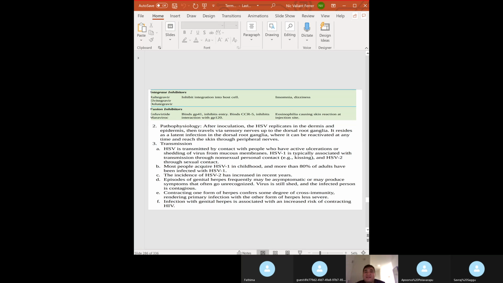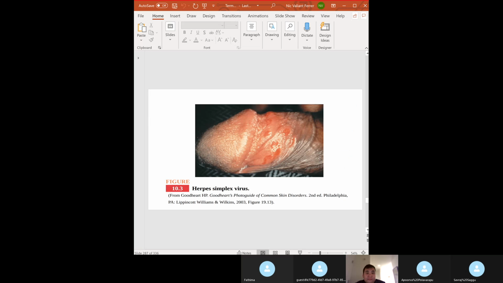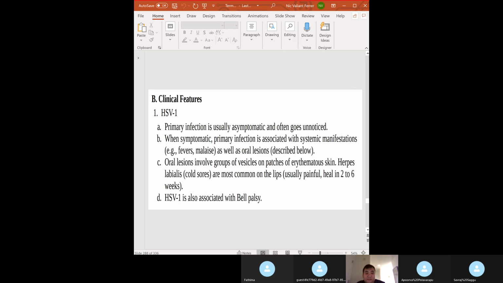So, how is this transmitted? Contact, if you have active ulcerations or shedding of the virus. All right, the incidence of HSV-2 has increased in recent years. So, in honor of Valentine's Day, look at that. This is an example of a herpes simplex virus. You can have genital ulcers with regional lymphadenopathy. There are different kinds of lesions. These are herpes simplex viral lesions.